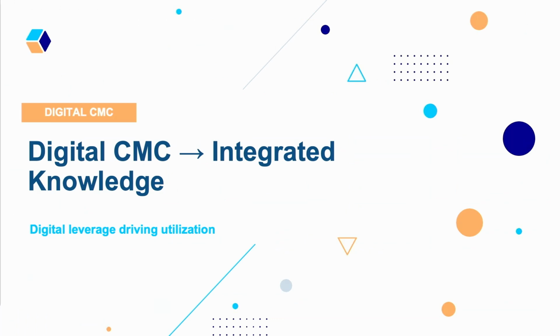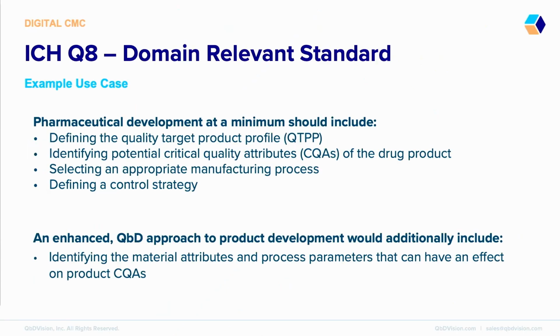So how does this integration come together, right? I was talking a little bit about pulling on threads. Let's look at ICH Q8, right? That's a domain-relevant standard that says, well, pharmaceutical development at a minimum should include defining a quality target product profile.